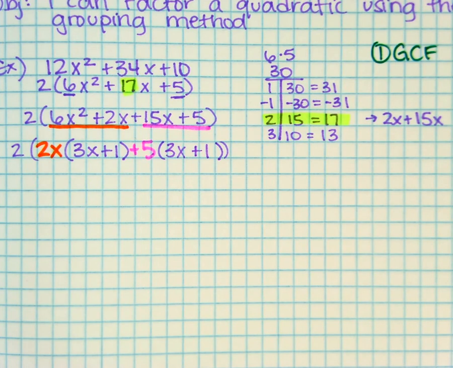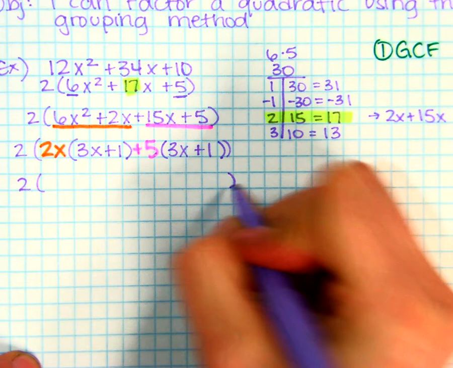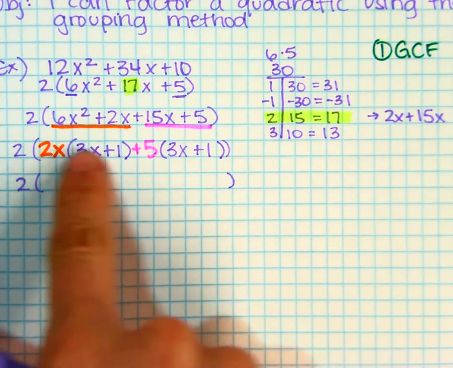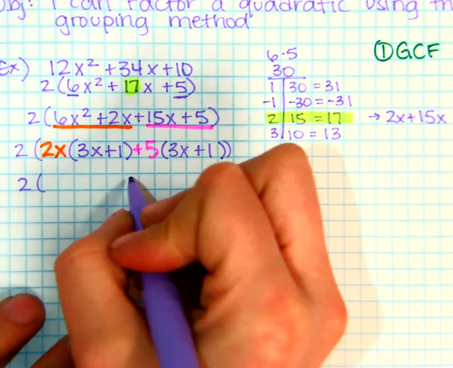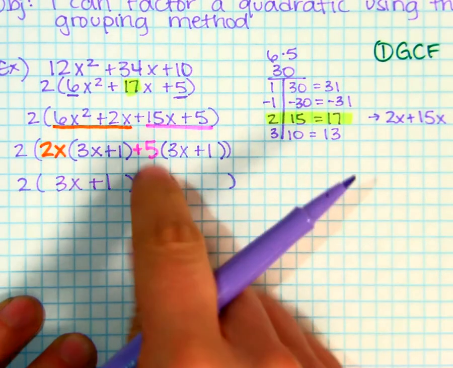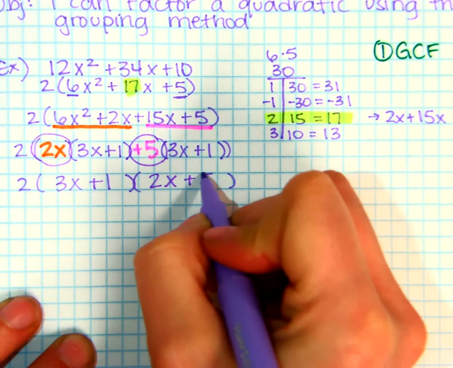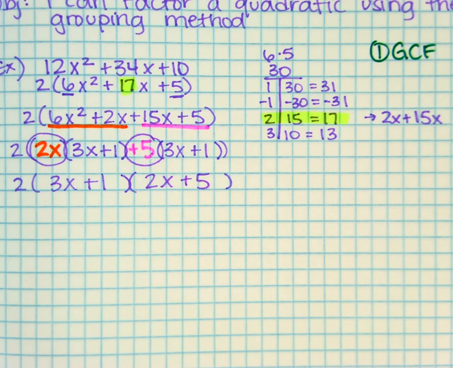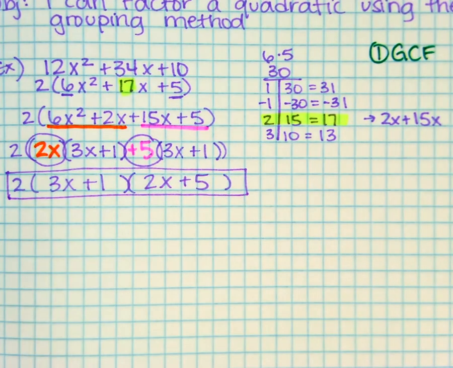Now, here's the awesome part. I'm going to start with the 2 here. Do you see anything repeated in this expression? You should see the 3x plus 1 repeated. So I'm going to start by writing that one first. So 3x plus 1. And then what's left are the coefficients. 2x plus 5. So this right here is my most factored form.